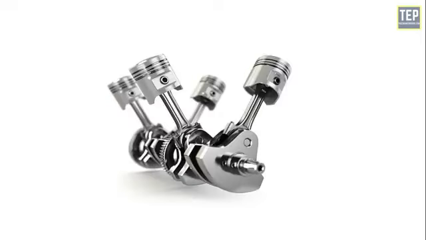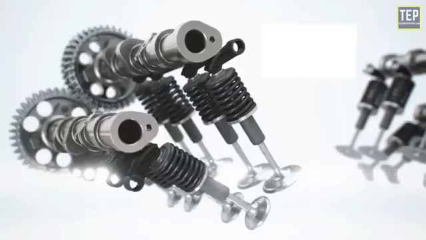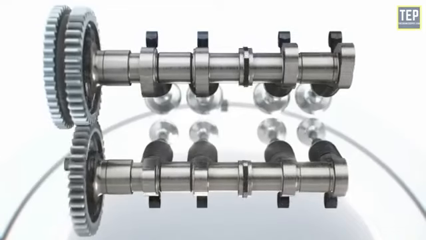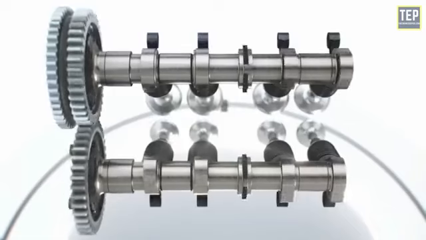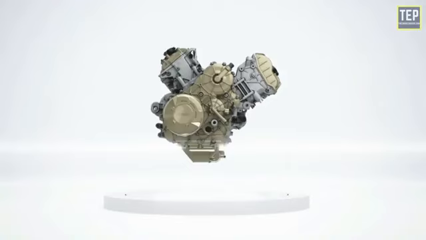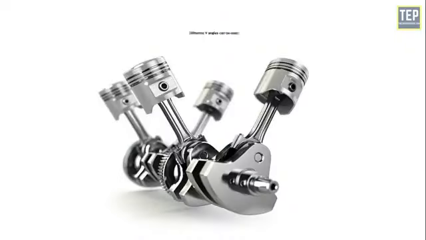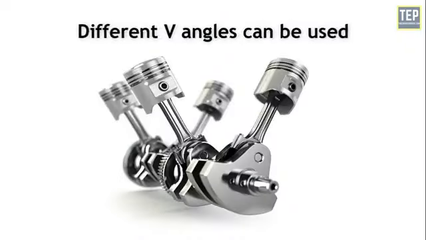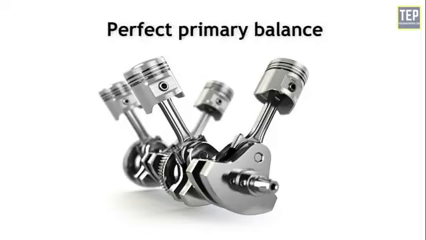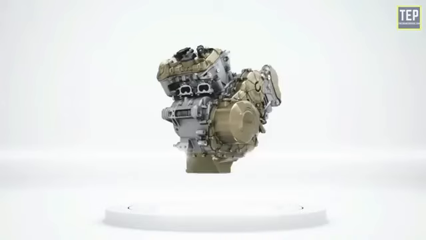A V4 engine is a four-cylinder piston engine that consists of two cylinders in each bank, where the cylinders share a common crankshaft. Most V4 engines have two crank pins that are shared by opposing cylinders. The crankshaft is usually supported by three main bearings. Compared to the more common inline-4 engine layout, a V4 engine is much shorter. Although different V-angles can be used, if the two pistons are at a 90 degrees angle, with shared crank pins, the engine offers the additional advantage of perfect primary balance that reduces vibration.